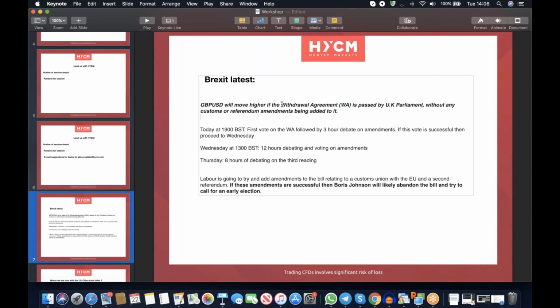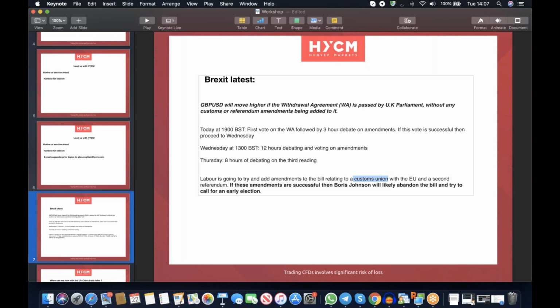So it's expected that the withdrawal agreement will be passed today. But what currently isn't expected is that there won't be any customs or referendum amendments being added to it. The best way to understand this is that there are some people who don't want Boris Johnson's parliamentary deal. So they're going to try to add an amendment or an addition to the bill that brings in something like a reference to a customs union or a second referendum, something that makes Boris Johnson's deal less attractive and frustrates it, but in a different way than voting against it. That is going to be a key focus for the pound today.